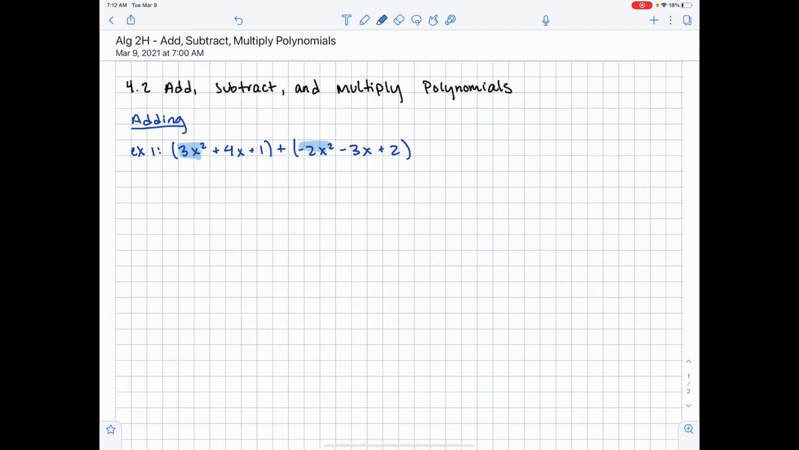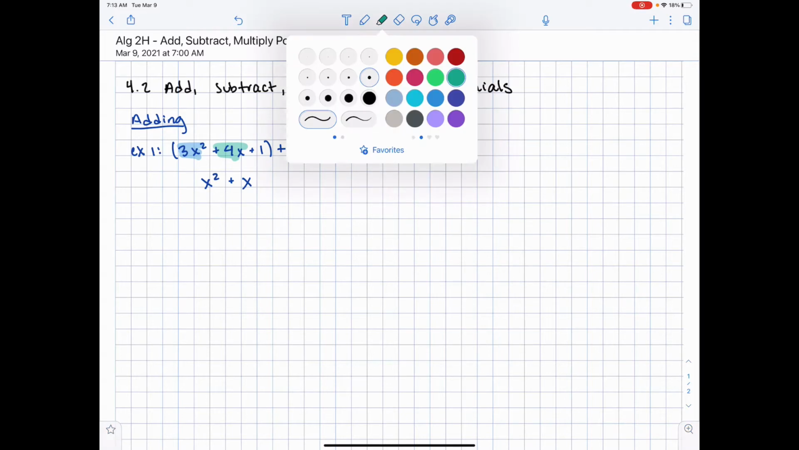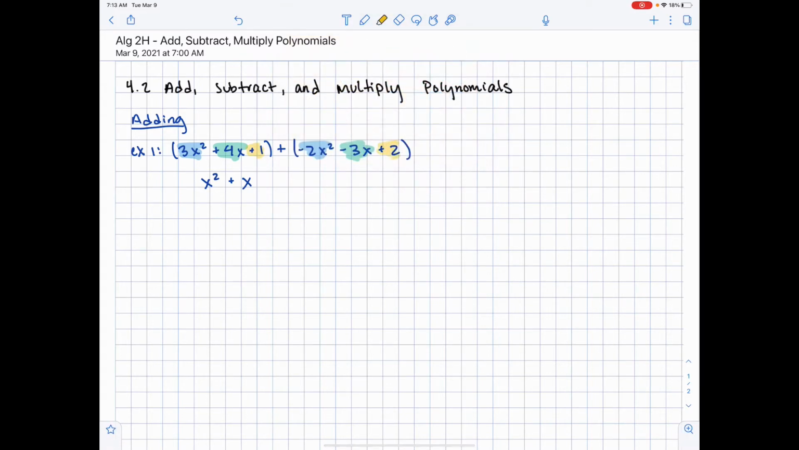So 3x squared, negative 2x squared for a positive x squared. Then we have a 4x and a negative 3x for a positive x, because 4 minus 3. And then our last one here is 1 plus 2, positive 3. So it's as simple as that.